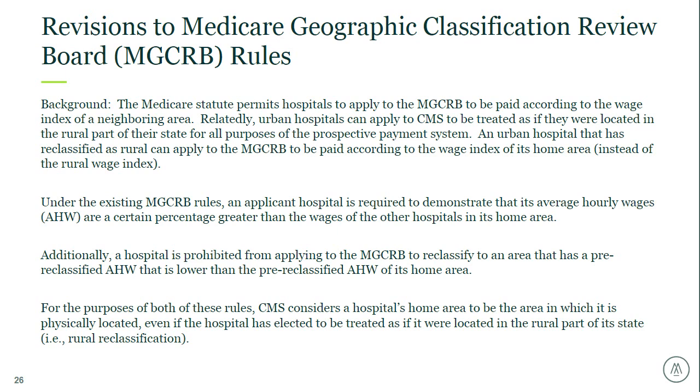So under existing MGCRB rules, an applicant hospital is required to demonstrate that its average hourly wages are a certain percentage greater than the wages of other hospitals in its home area. We refer to this as a wage test. Additionally, a hospital is prohibited from applying to the MGCRB to reclassify to an area that has a pre-reclassified average hourly wage that's lower than the pre-reclassified average hourly wage of its home area. So for purposes of both these rules, CMS considers a hospital's home area to be the area in which it is physically located, even if the hospital has elected to be treated as if it were located in the rural part of its state through, say, a rural reclassification.